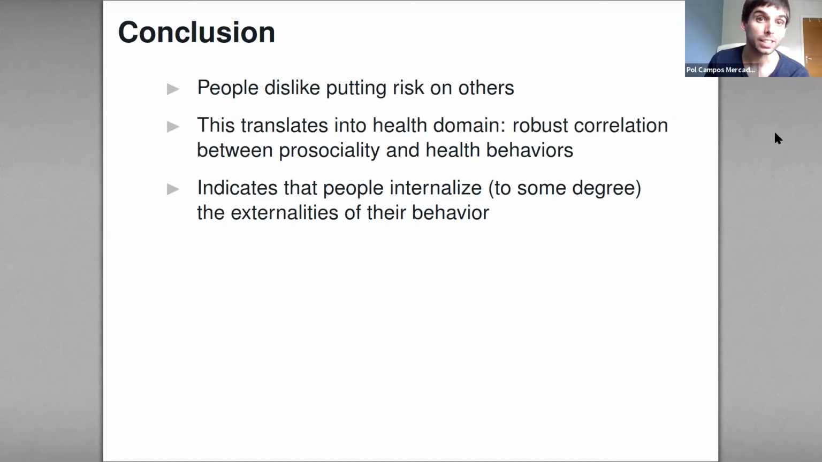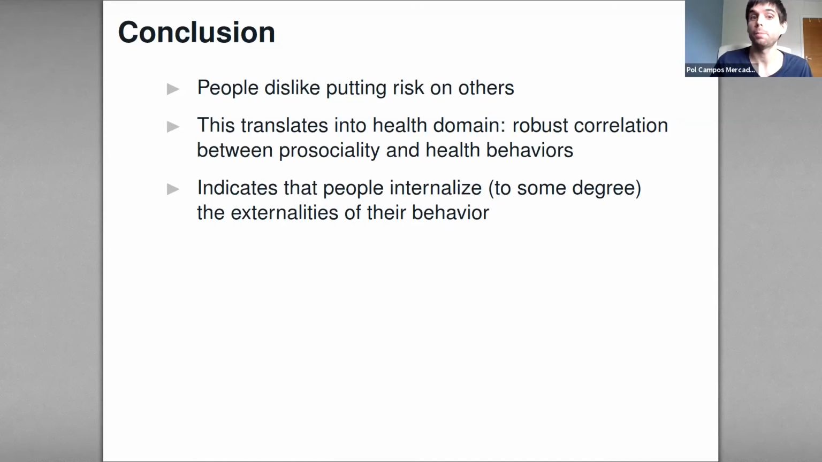So people dislike putting risk on others. We see this in a representative sample of the Swedish population. The aversion was very strong. This translates into the health domain. So there's a robust correlation between such pro-sociality and people's health behaviors during the pandemic. This indicates that people internalize, at least to some extent, the externalities that their behavior has during the pandemic.